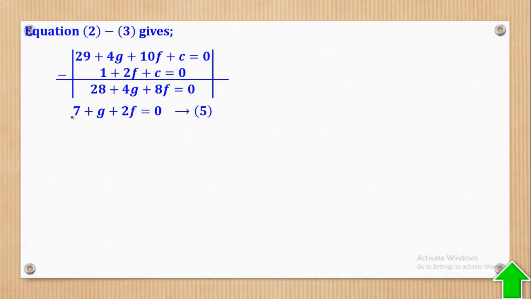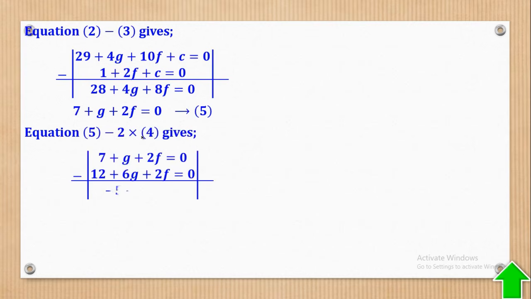So I have equation 4 and equation 5 having only 2 unknowns, therefore I also solve them simultaneously. I'll come and say that equation 5 minus 2 times equation 4 will give me that. So this and this gives you this, this and this gives you that, and this is eliminated. Therefore my aim is to make g the subject, and g will be -1.